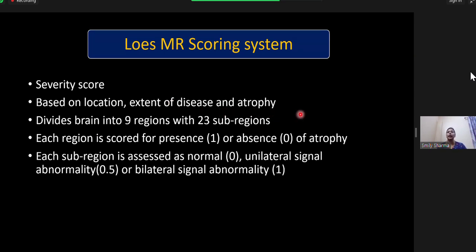It divides the brain into 9 regions and 23 subregions, and each is characterized by the presence or absence of atrophy, and further each region is characterized by normal, unilateral signal abnormality, or bilateral signal abnormality. What you have to know is that it is a 34-point score, and a score of more than 13 is considered severe. So it is an important score to guide stem cell therapy and should be known to us.